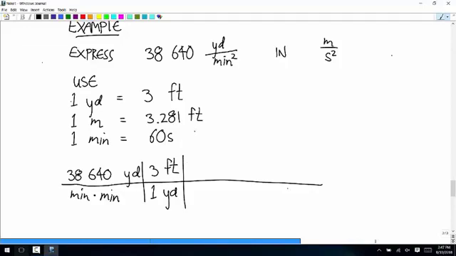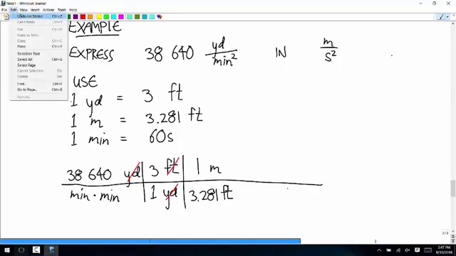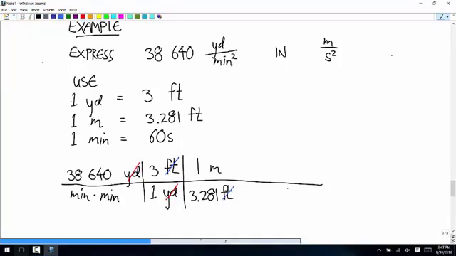And now we want to go from feet to meters. So 3.281 feet is equal to 1 meter. And if you cancel these things out, you see yards goes away, feet goes away, and our units of length are meters, like we want.